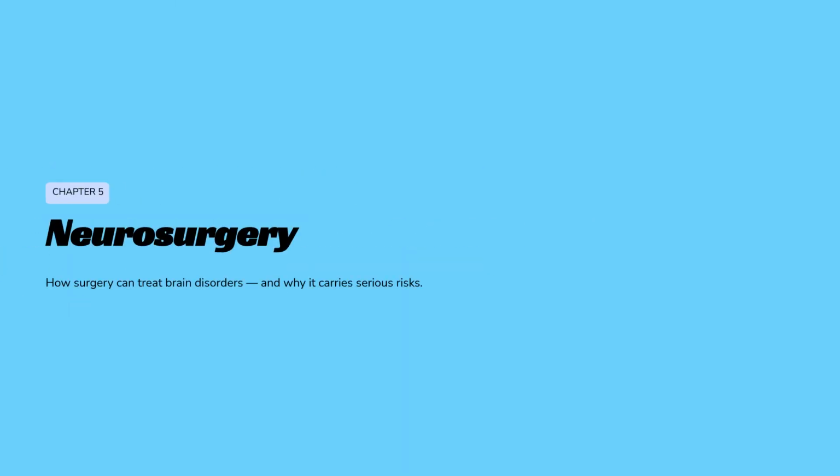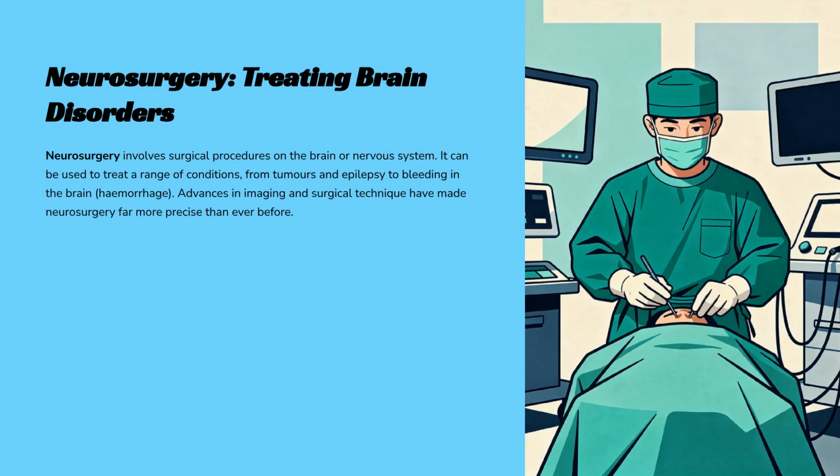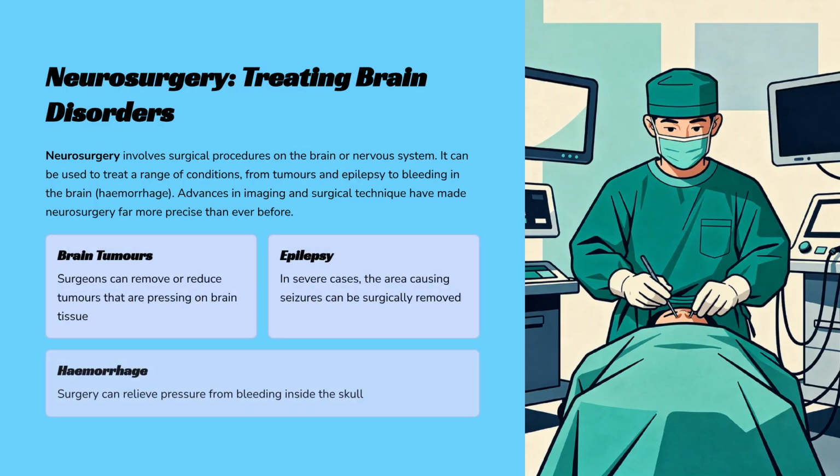We now move to Chapter 5, Neurosurgery. We will explore how surgery can treat brain disorders and understand the serious risks involved in these delicate procedures. Neurosurgery involves surgical procedures on the brain or nervous system, treating conditions like tumors, epilepsy, and brain hemorrhage. Advances in imaging and surgical techniques have made these operations much more precise, improving outcomes for patients.